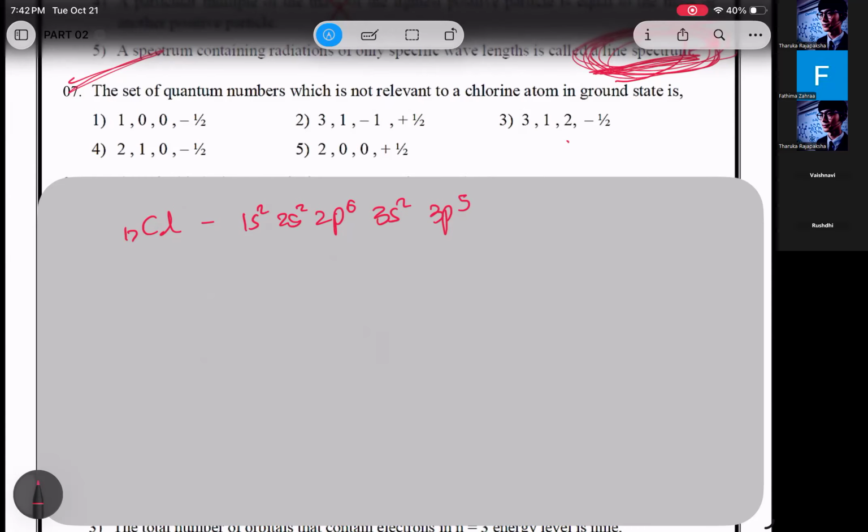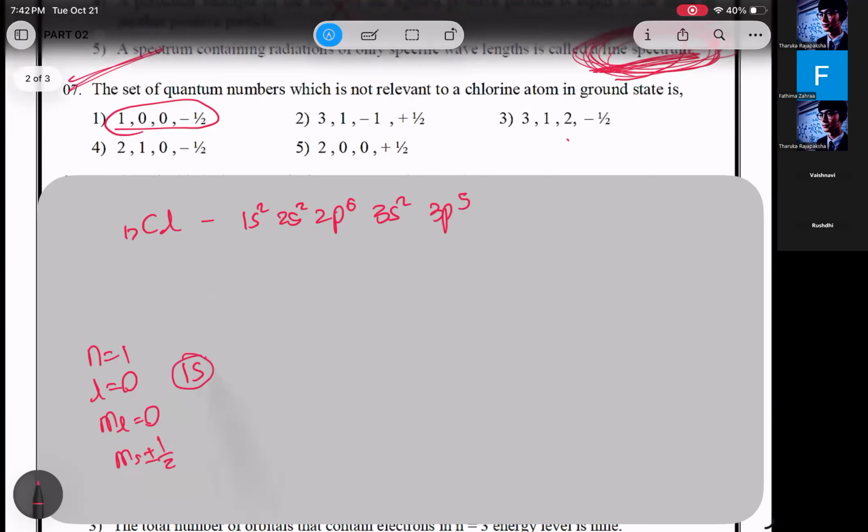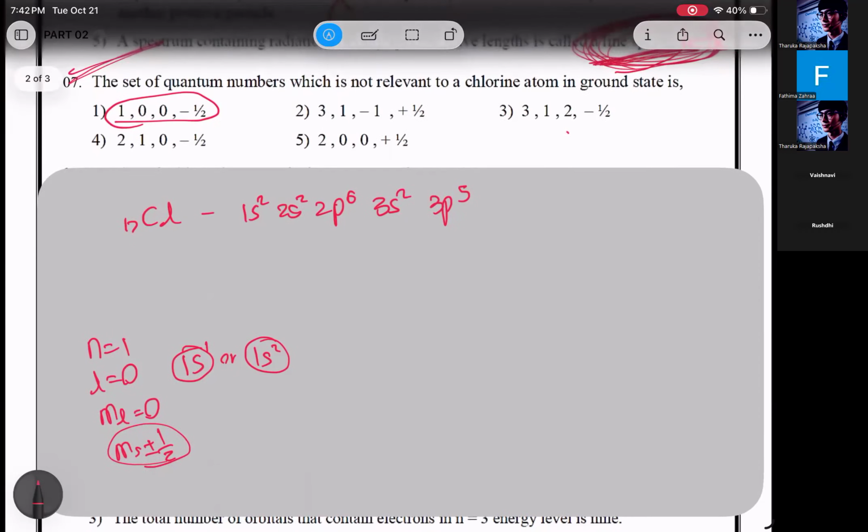Okay. What is this first one? 1 කියන්නේ මොකද්ද? Okay, n equals 1, l equals 0, m sub l equals 0, and m sub s equal plus or minus half. This is correct, right? They are talking about a 1s electron. 1s1 or 1s2, right? Because they are telling plus or minus half, they can be anything. 1s1 or 1s2. Hari.